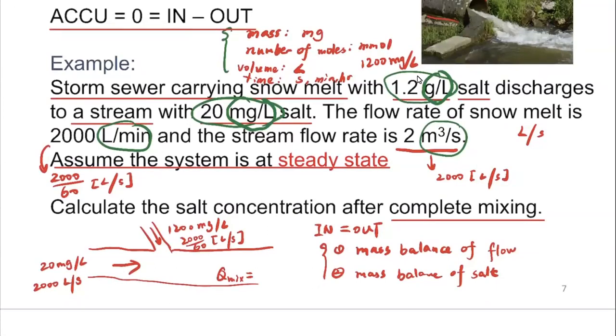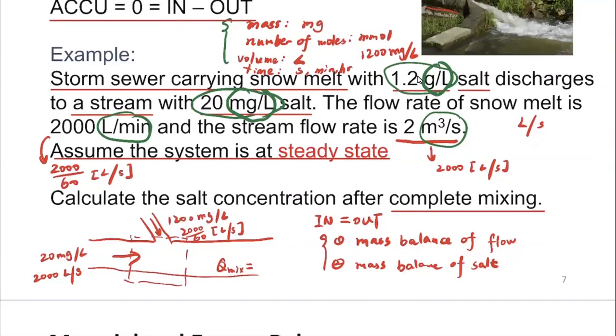For this problem, we can choose the control volume. That's this, right? So you have the two inflows, and you have an outflow, okay? So the Q mix is just going to be 2000 plus 2000 divided by 60. This is going to be the flow rate.